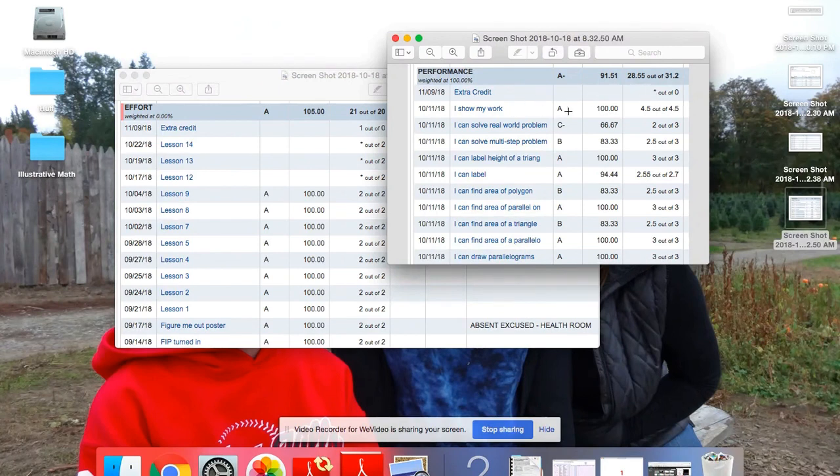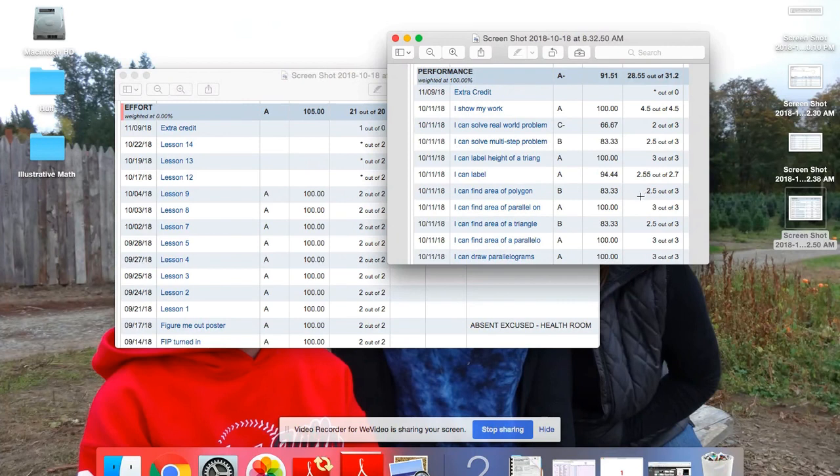So this person shows their work. Had some difficulty solving real world problems with area. As you can see, they got a 2 out of 3. So a 2 out of 3: I knew how to start it, but I wasn't sure how to finish it. I did not get the right answer. Could solve multi-step problems, was able to label the height of a triangle, labeled all their story problem answers.